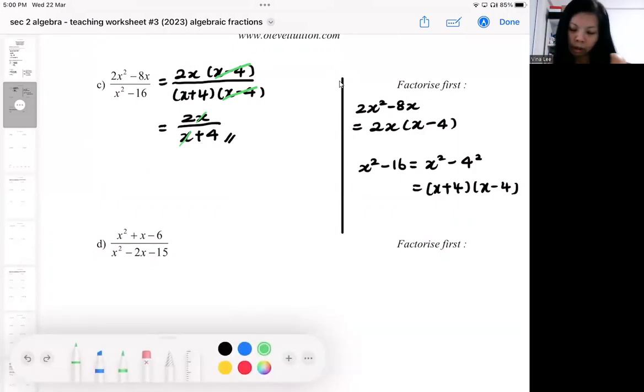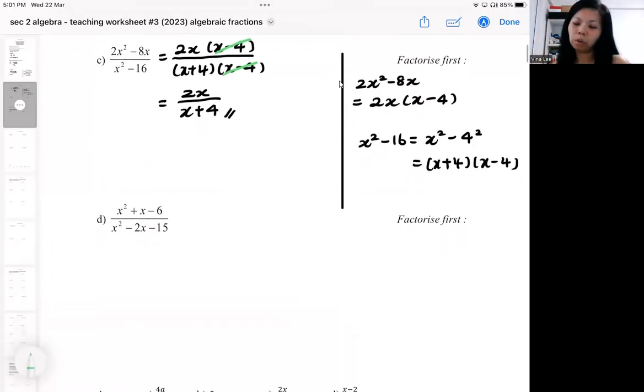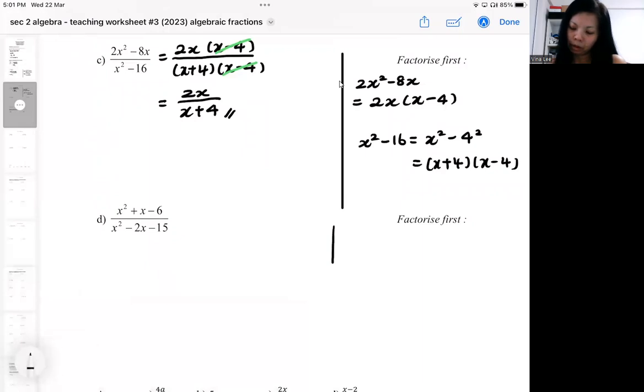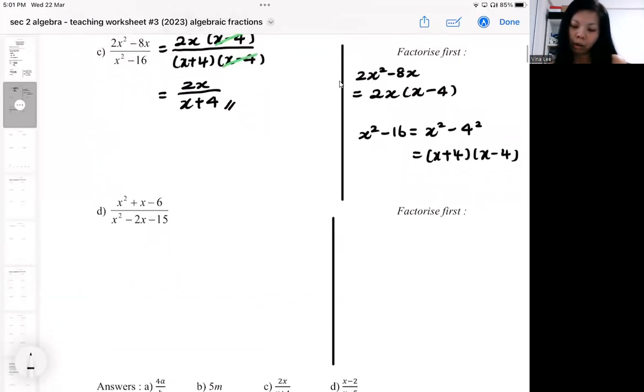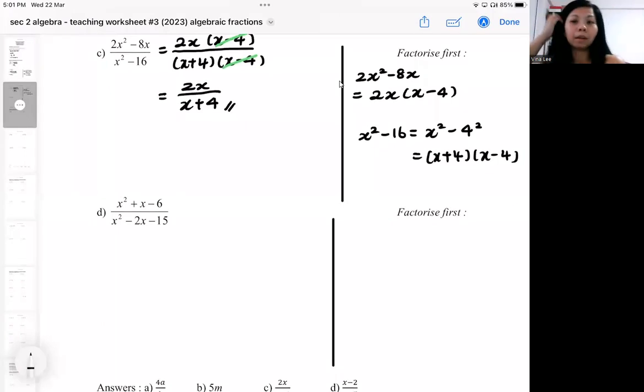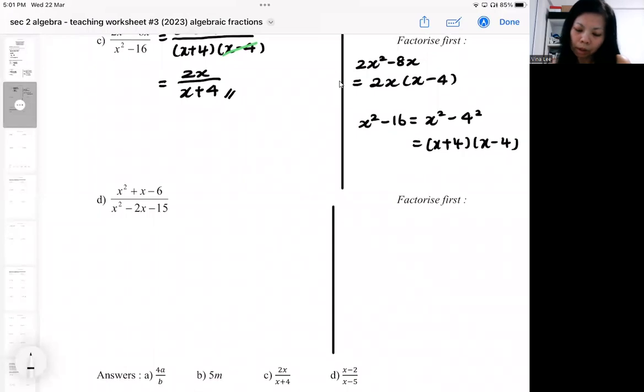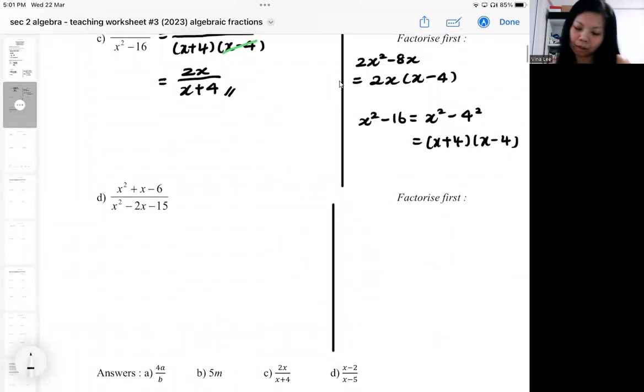There are some students out there who will just anyhow cancel. They don't stick by the rule. And then when they don't stick by the rule, they will always wonder why they do wrongly. So stick to the rules of cancellation. You do it only when you are in the process of multiplying. There's a product for you to cancel. So you cannot be cancelling with the plus and minus.